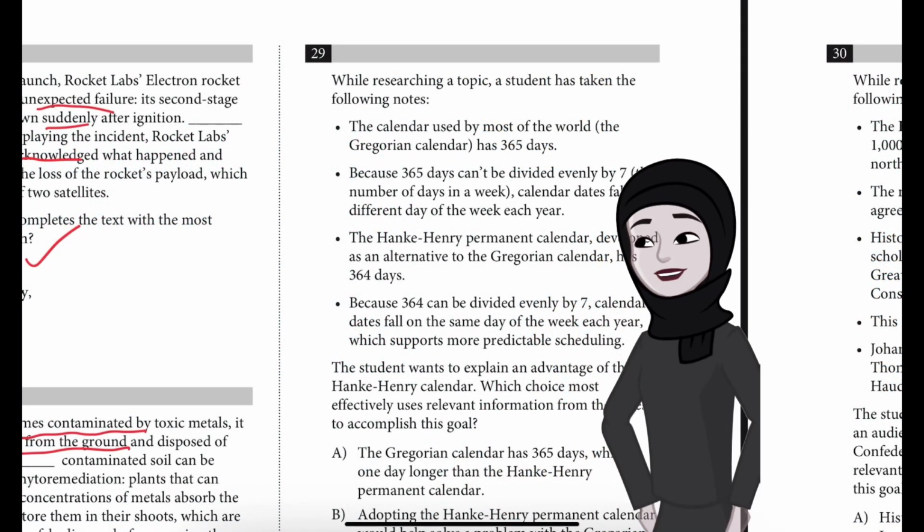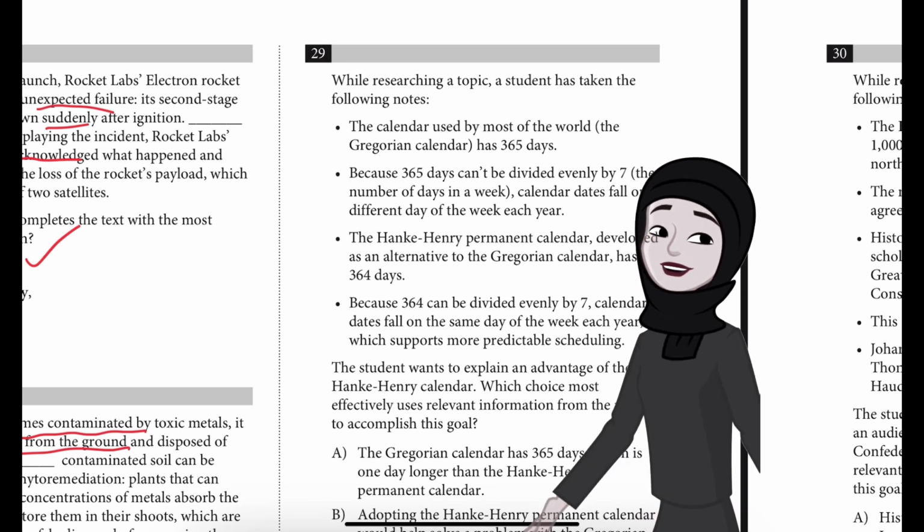So now moving on to question number 29. Let's read the question. While researching a topic, a student has taken the following notes.